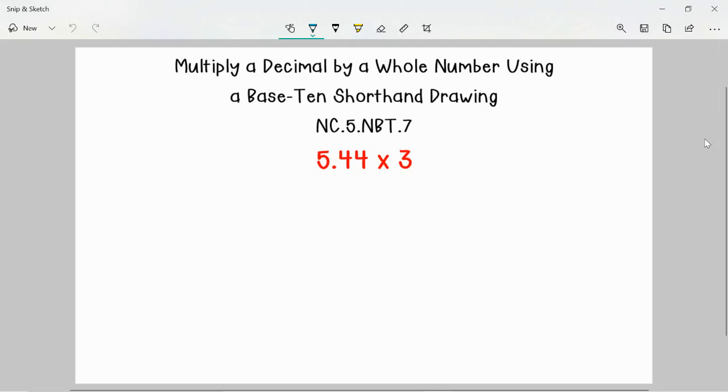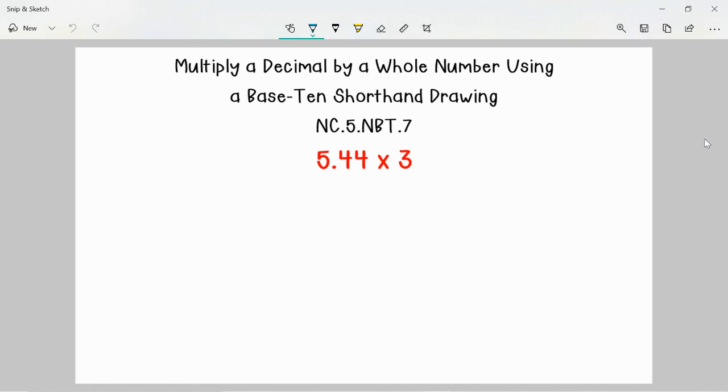In this video, we will take a look at multiplying a decimal by a whole number using a base 10 shorthand drawing. The focus of this standard is using models, drawings, and strategies based on place value to compute problems. Here we will look at multiplying 5 and 44 hundredths times 3.